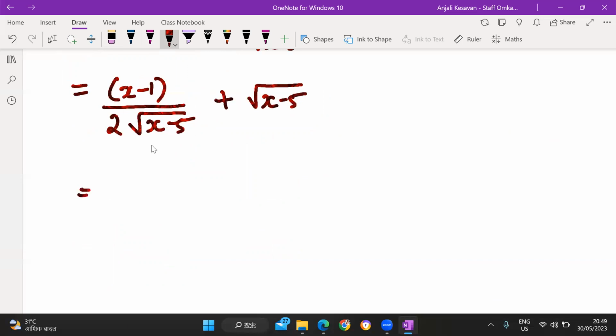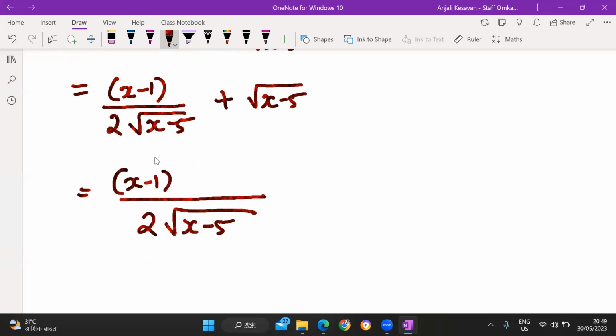If you want to make it a same denominator, then you can write 2 times square root of x minus 5. What will be the numerator here for this one? It will be x minus 1 only, because the denominator is same. What about here? You will have to multiply the whole thing over here. So it will be 2 times root x will be x. So root x minus 5 times root x minus 5 will be x minus 5.